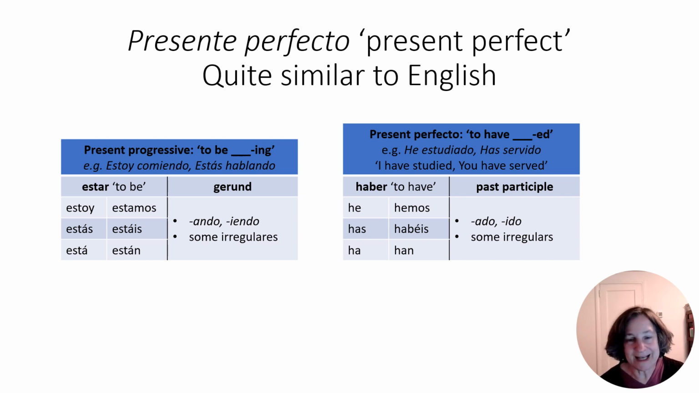To do it in Spanish, you're not going to use the verb tener. There's a different verb meaning to have, which is haber, and it's conjugated he, has, ha, hemos, habéis, han, and then the past participle is going to end in ado or ido, although there are, of course, some irregulars. So again, it's just like English. I have studied is just like he estudiado, and you have served is just like has servido.